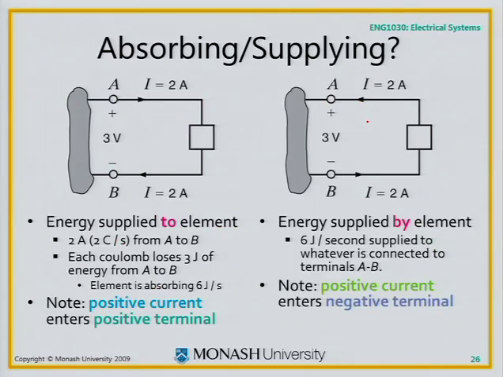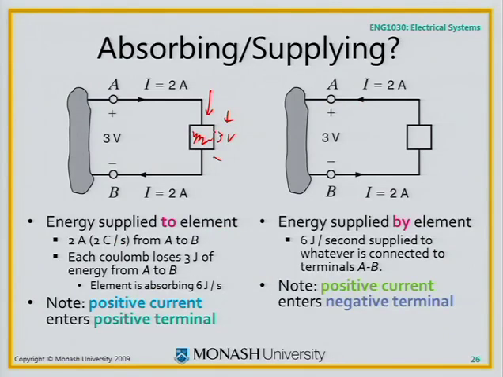So have a look at these examples. Here we have exactly that setup. 2 amps flowing into this device with 3 volts across it. That box there is absorbing 6 watts. 2 times 3, 6. 6 watts being absorbed. Power absorbed, 6 watts.